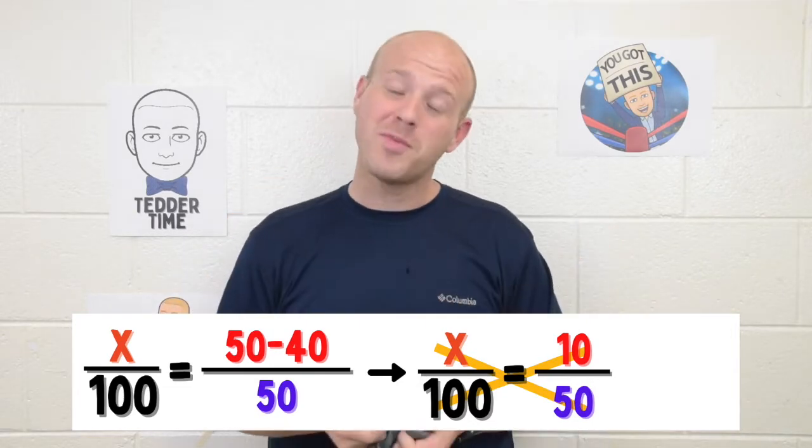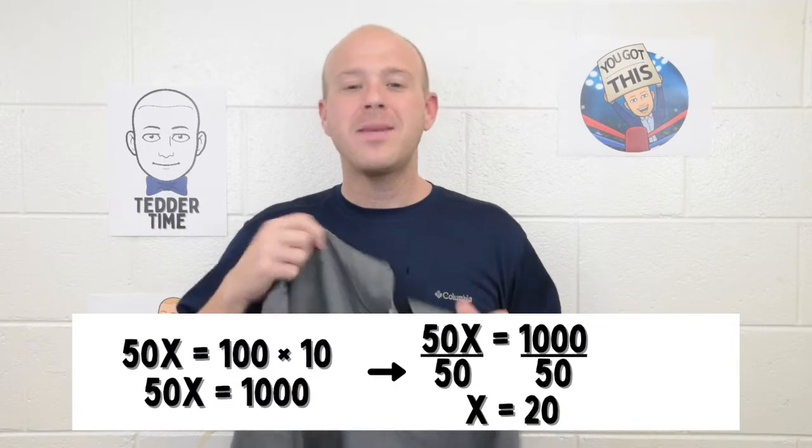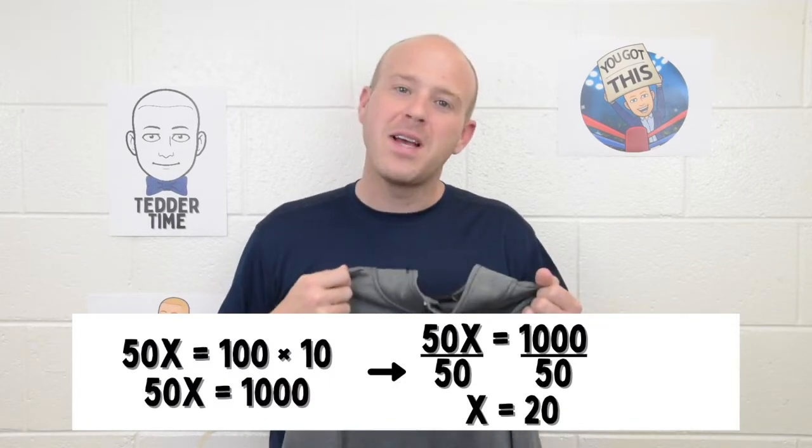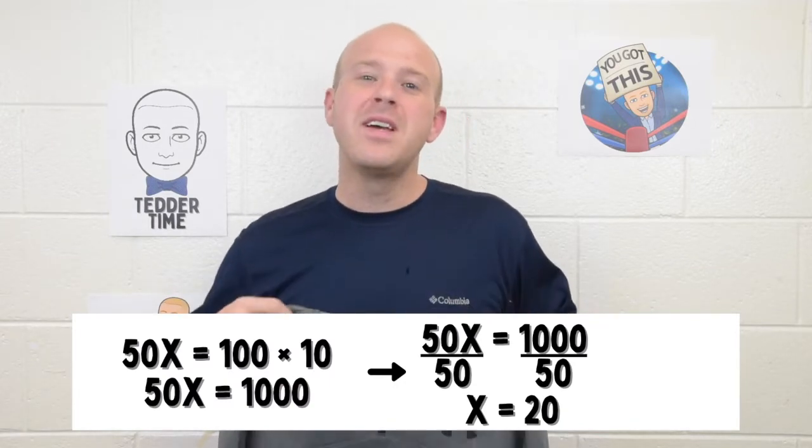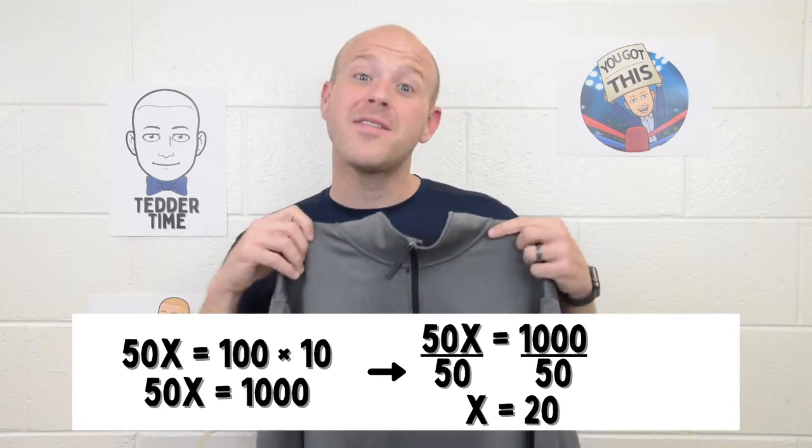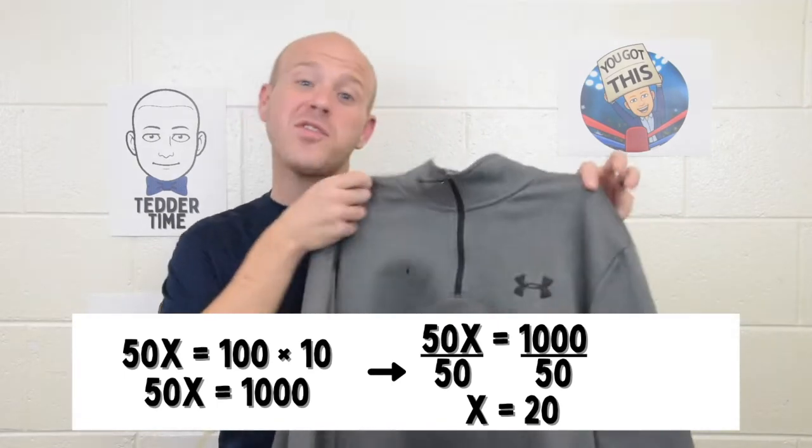So now we cross multiply. So we do 100 times 10, 50 times X. And then when we divide by 50, we see that the percent of sales was 20% off. So I got this for 20% off, which for Under Armour is a big deal.